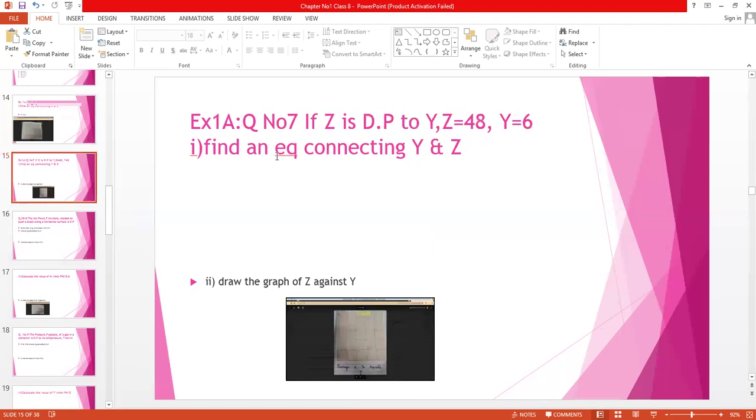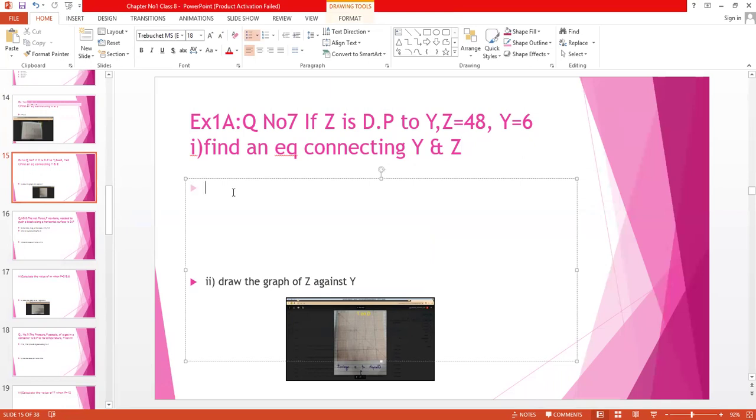That is question number 7. They are saying if z is directly proportional to y. Then we have to write the next value. So firstly, I have to write z is equal to k, because it is directly proportional, and then here I have to write y. So I have to put the values given here: for z, 48. 48 is equal to k, and for y, I have 6.